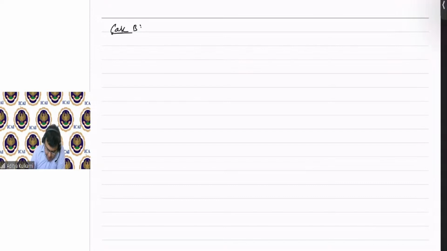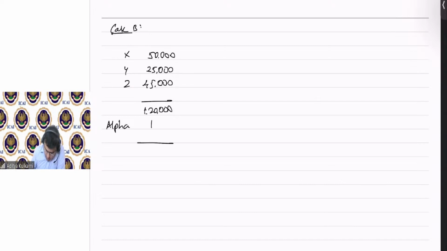Okay. So let us see X, Y, Z. Standalone prices 50,000, 25,000, 45,000, 1,20,000. Alpha total is 1,30,000. Standalone prices are not visible, so residual approach remains appropriate for alpha. So alpha is 10,000.